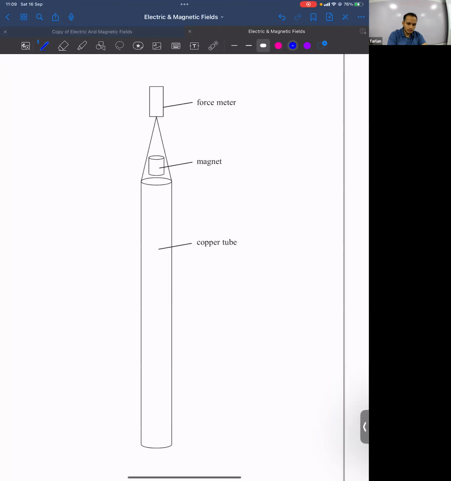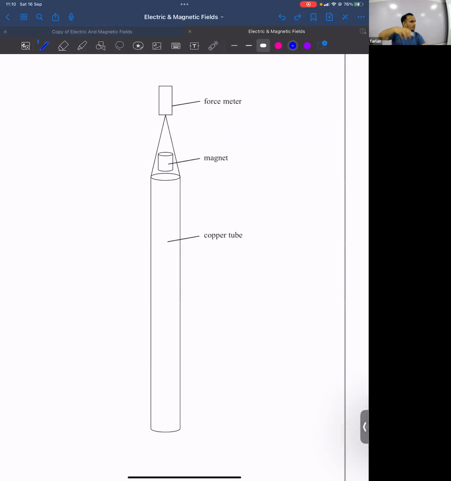So guys, this force meter, originally, this copper tube is hanging on the force meter. Originally, the force meter will be showing the weight of the copper tube. Correct? And now when the magnet is falling through the copper tube, the reading is increased. Can you give me reasons? Step by step.